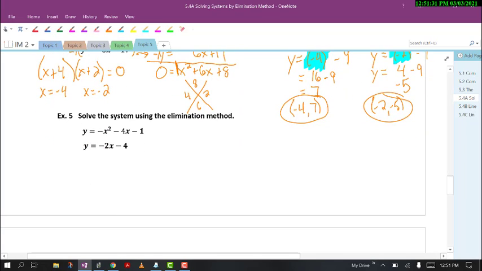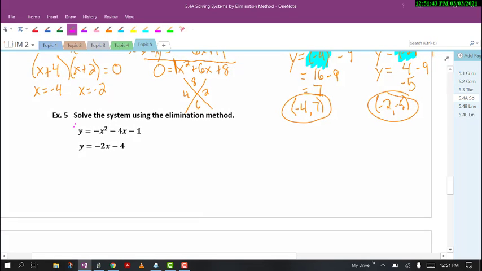All right, let's look at this last one on this page. We'll do the same thing. I think it's probably easier to multiply, well, I guess it doesn't really matter. Let's multiply the first equation by -1. So we get -y equals positive x squared plus 4x plus 1. We didn't change our second equation. There's no x squared, so I'm going to skip that spot. Minus 2x minus 4. And now I'm just going to add straight down.